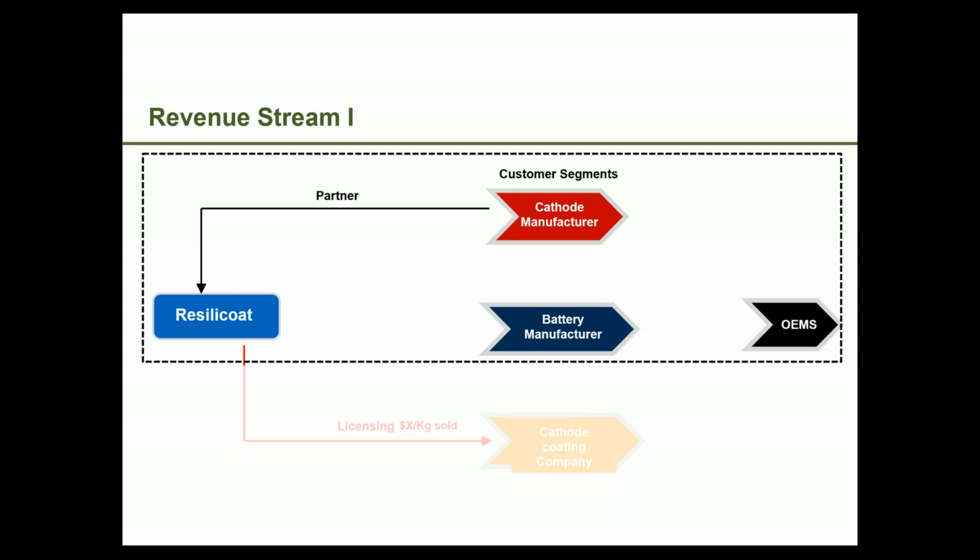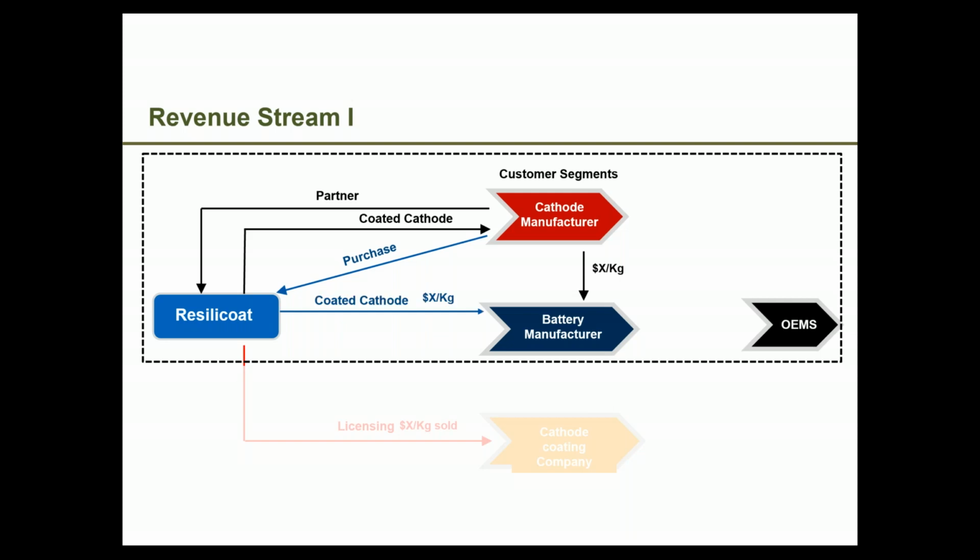One business model involved partnering with the cathode manufacturer. The team at Resilicoat would take the raw cathodes from the manufacturer and coat them and send them back and get paid for that. Then the cathode manufacturer would sell to the battery manufacturer. Another version, a different business model, would be for Resilicoat to buy the raw cathodes from the manufacturer, coat them themselves, and then sell the coated cathode back to the battery manufacturer.